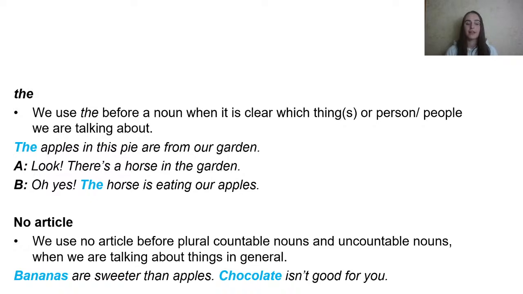So, for example, bananas are sweeter than apples. So we do not talk about specific bananas, but we talk about bananas in general. So bananas are always sweeter than apples in general, right? Or chocolate isn't good for you. So again, chocolate in general. And by the way, do you find bananas sweeter than apples? Or maybe you like apples more?